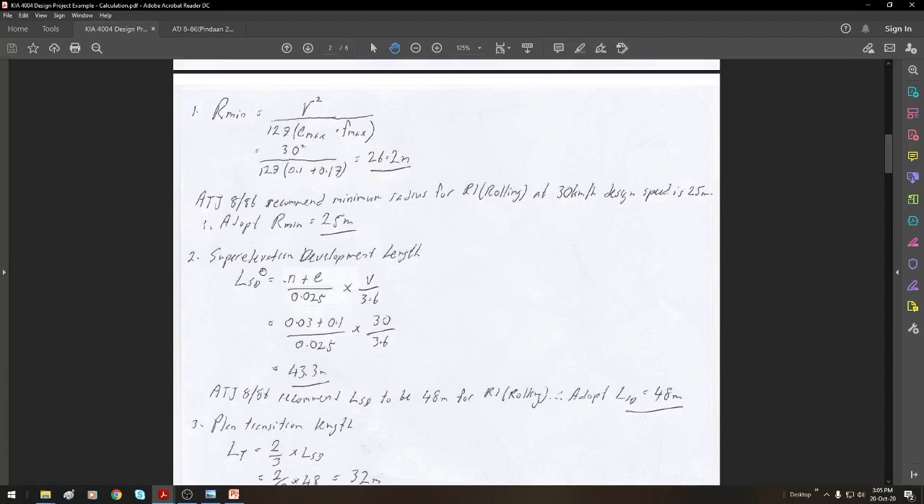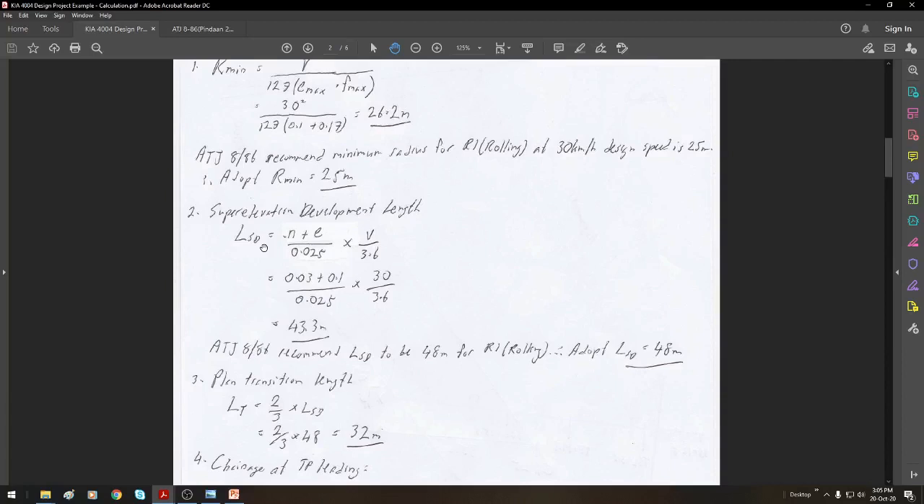And here is the super elevation development length, which is LSD. Some people say LDS, same thing. The variables are N, which is the normal crossfall, in our case 0.03, 3%. And then you have the super elevation E, which is 10%, 0.1, and the design speed, 30 kilometers per hour. So you calculate the LSD, and you get 43.3 meters.